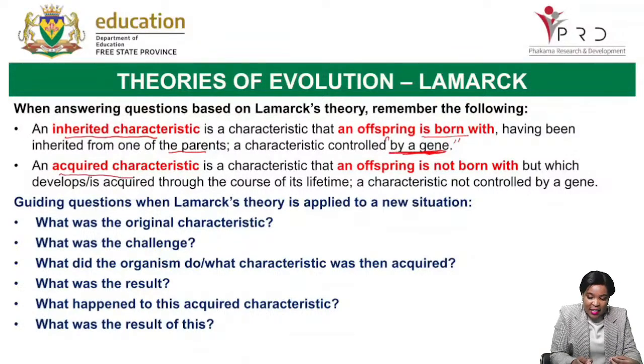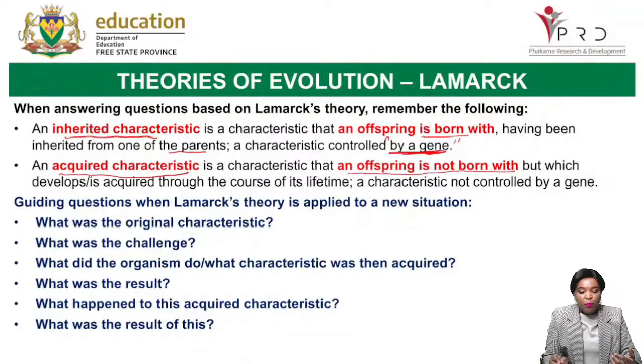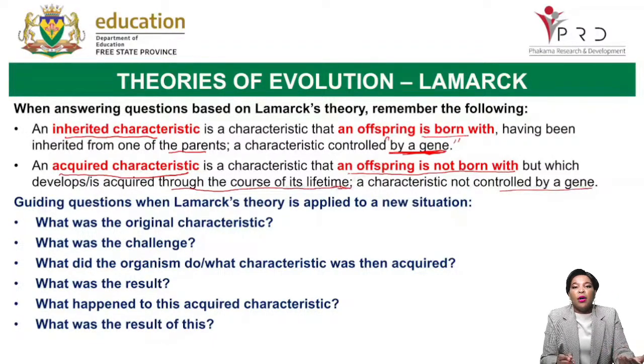Then an acquired characteristic is one that an offspring is not born with. You acquire it throughout your lifetime, or through the course of a lifetime. And this characteristic is not controlled by genes. For an example that is more practical, if you are born skinny and then you start going to the gym and building your muscles and eating food that builds muscle, it means you have acquired that characteristic of big toned muscles over your lifetime. But it does not mean you can pass that on to your offspring. I think it makes sense.